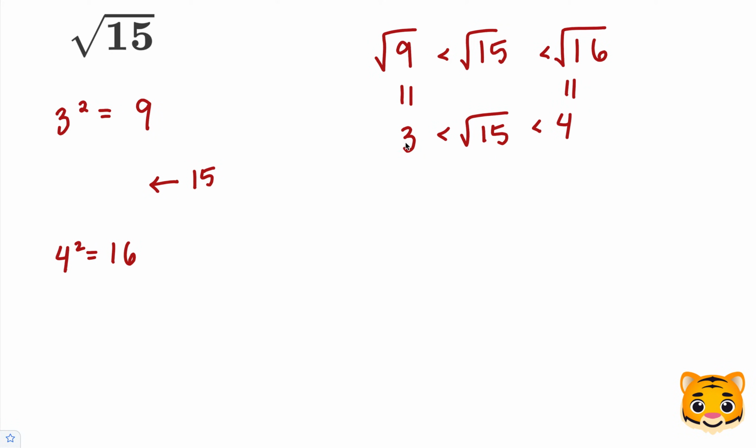So we know that the square root of 9 is equal to 3 because 3 squared is 9. And we know the square root of 16 is equal to 4 because 4 squared is 16. Now we can see that the square root of 15 lies between 3 and 4.